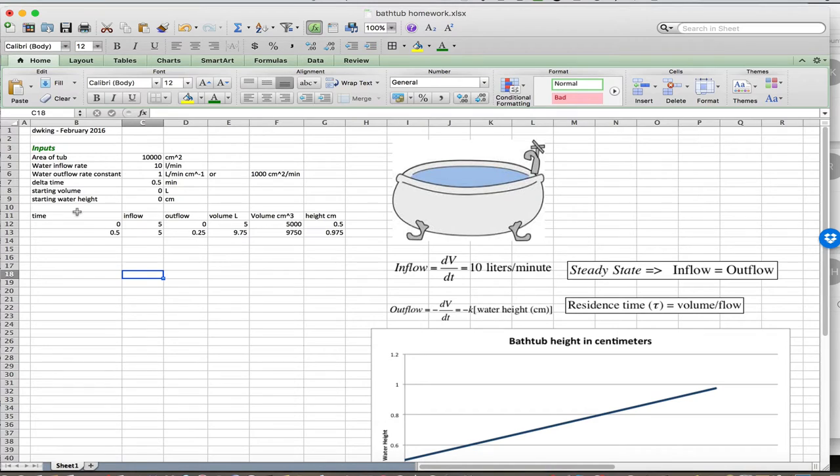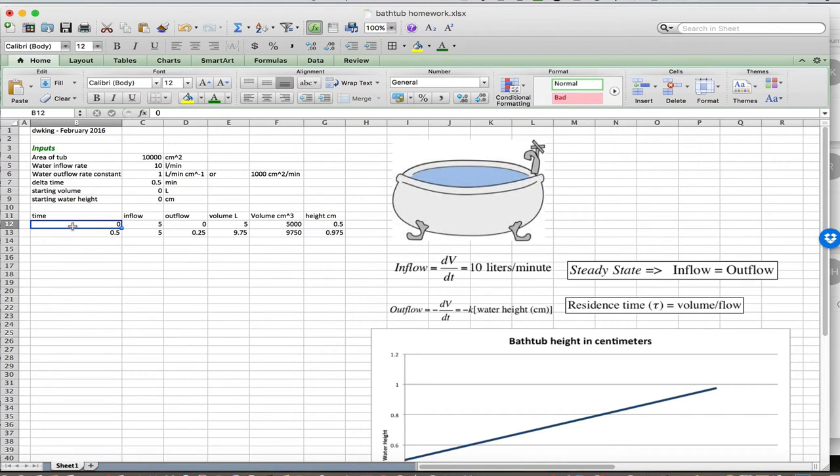Okay, so let's get started with the calculations. I'm going to do a series of calculations moving down in this spreadsheet, and I've labeled the column names: time, inflow, outflow, volume in liters, volume in centimeters cubed, and centimeters. This would be the water height in the tub in centimeters. So let's see how we get started.